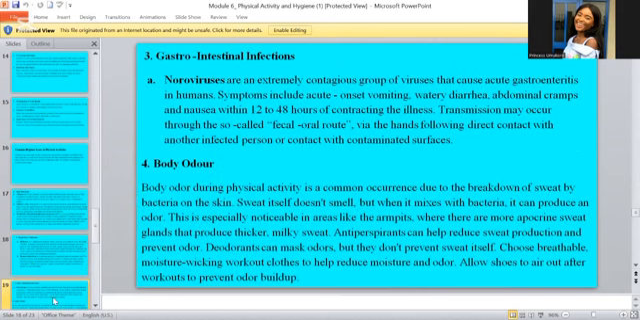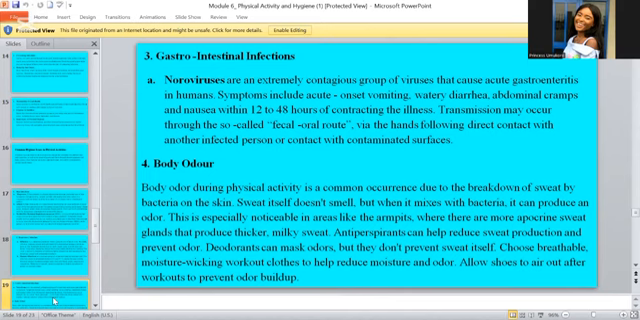Now, we also have gastrointestinal infections, such as norovirus. Noroviruses are an extremely contagious group of viruses that cause acute gastroenteritis in humans. The symptoms include acute onset of vomiting, watery diarrhea, abdominal cramps, and nausea within 12 to 48 hours of contracting the illness.